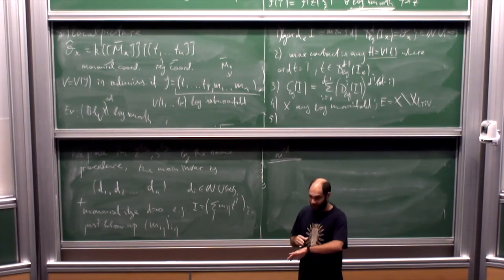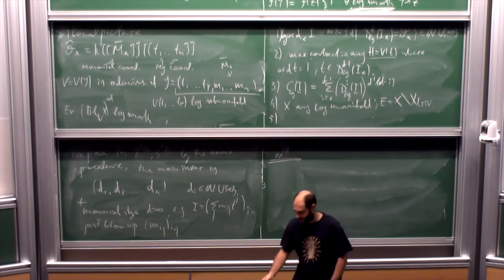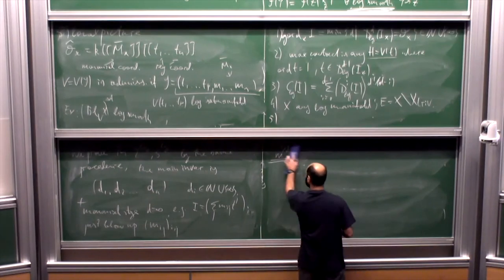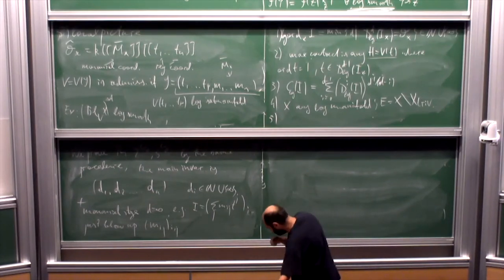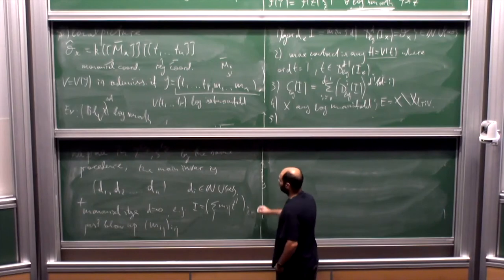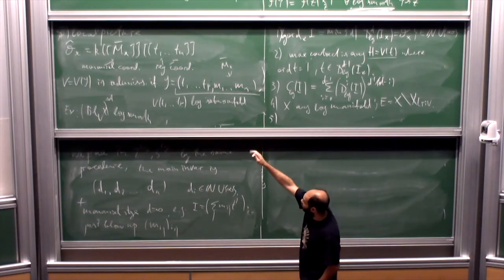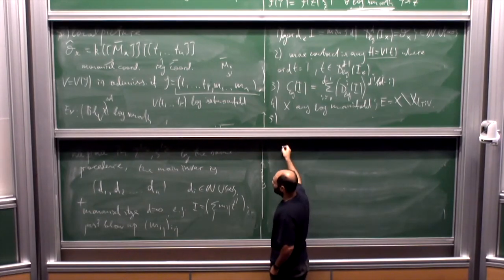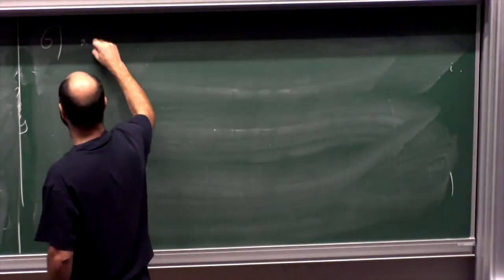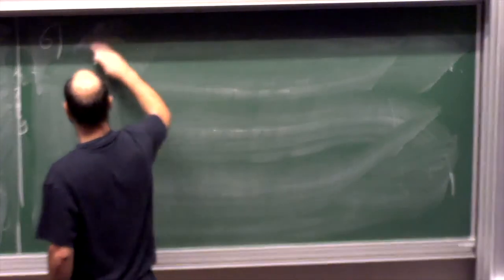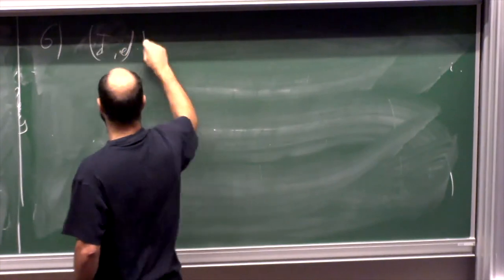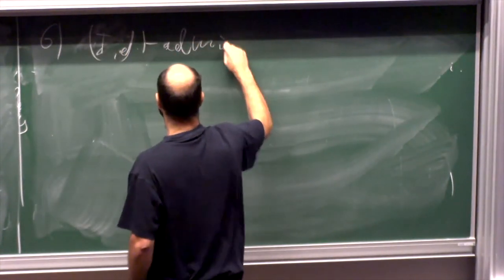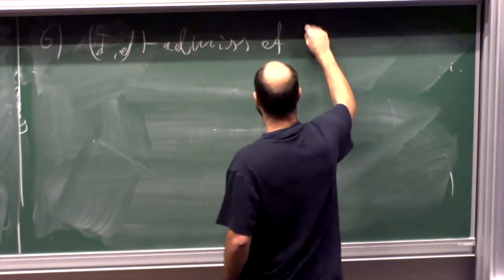Do I have 3-5 minutes? Okay. So I'll try to be very brief. Yeah. So the point is as follows. I skipped one more condition. The condition is admissibility of J.